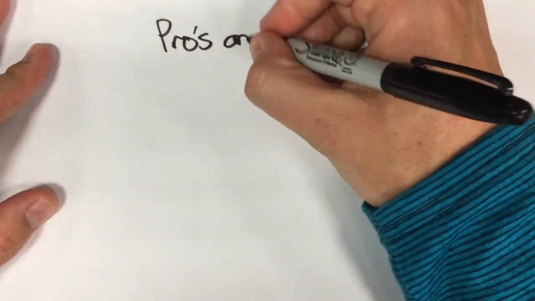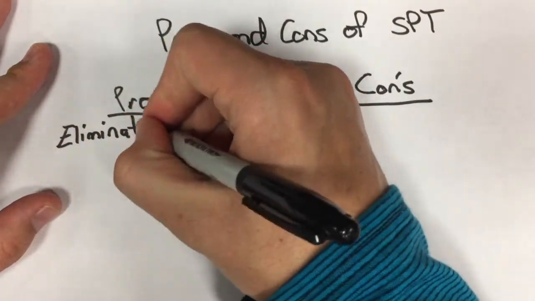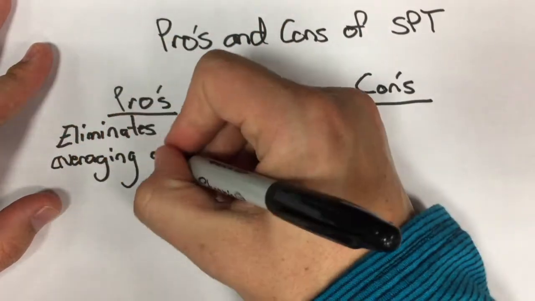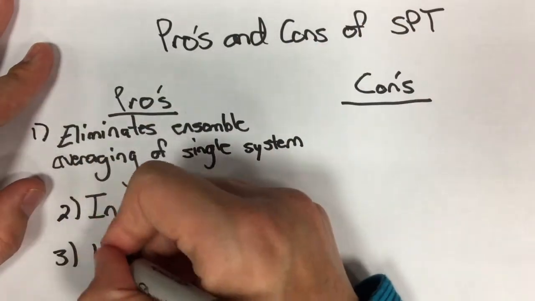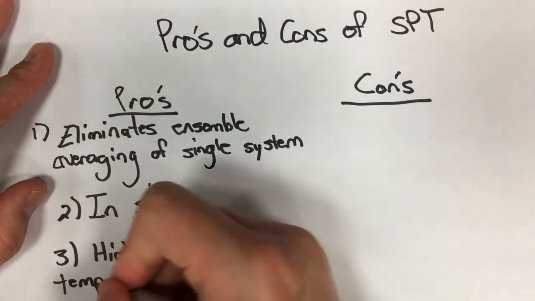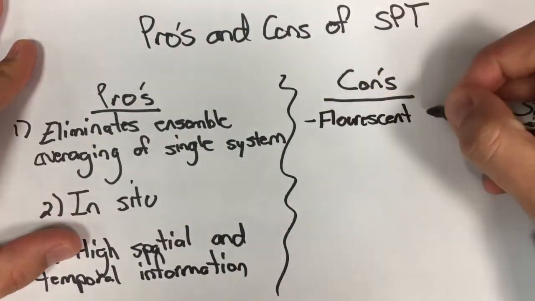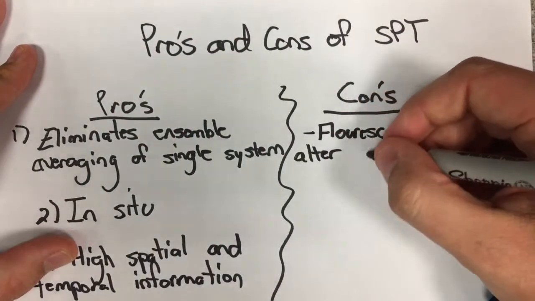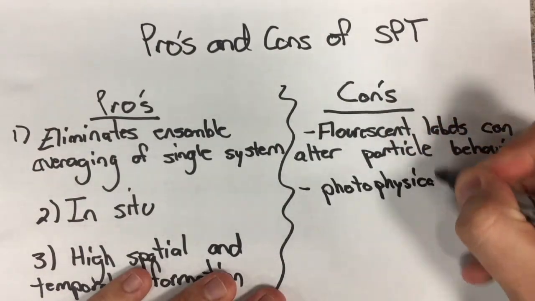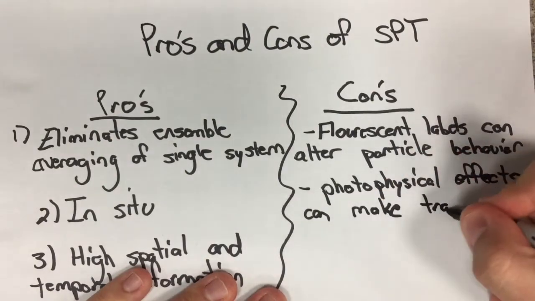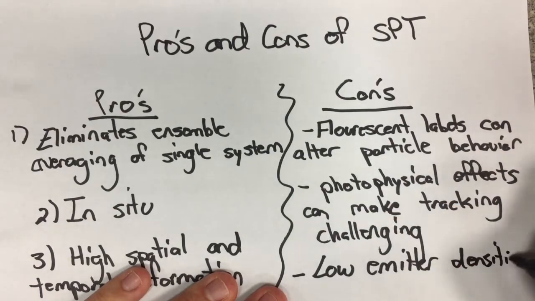Lastly, let's go over the pros and cons of single particle tracking. The pros are that it eliminates ensemble averaging in systems when you use other experimental methods. Another big one is that you can perform these measurements in situ, which is huge in these complex environments, and also it provides high spatial and temporal information of these emitters. As for the cons, the fluorescent labels can alter particles' intrinsic behavior, and with these fluorescent labels you always have to take into account that there are photophysical effects such as bleaching and quenching that can cause tracking to be challenging. And lastly, you use low emitter densities that don't always represent physiological concentrations.